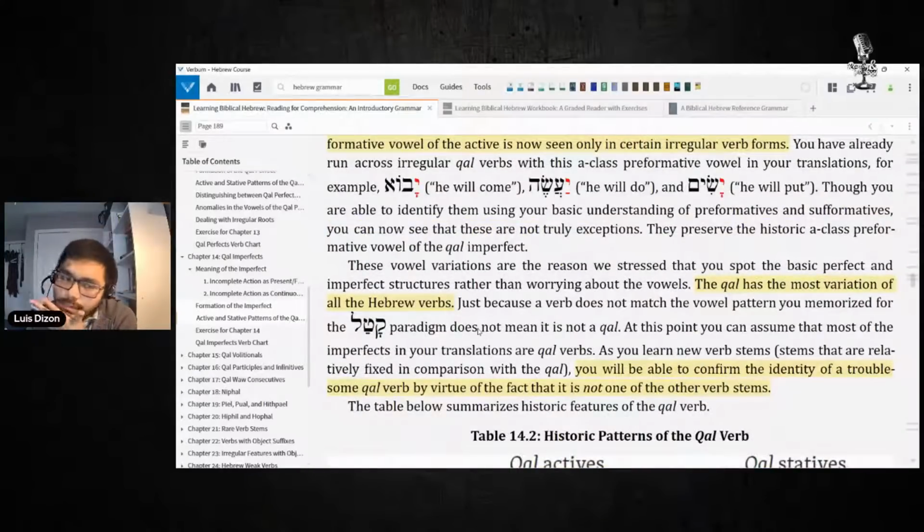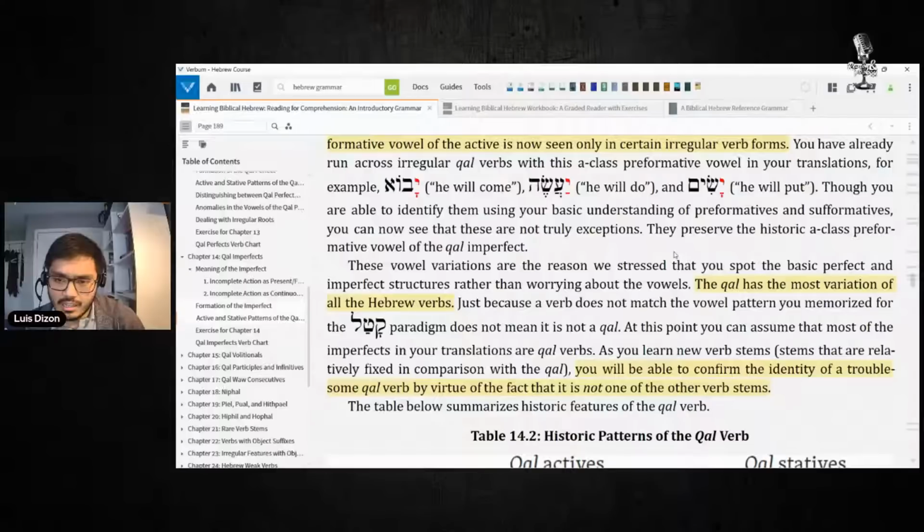One of the interesting things about dealing with the Qal is that it has the most variation of the Hebrew verbs, as it says here. When we get to the other forms, such as the Nifal, the Piel, the Pual, the Hifil, etc., they're all fairly predictable. They're all fairly straightforward verbs. You should not have much trouble recognizing them when they come up.